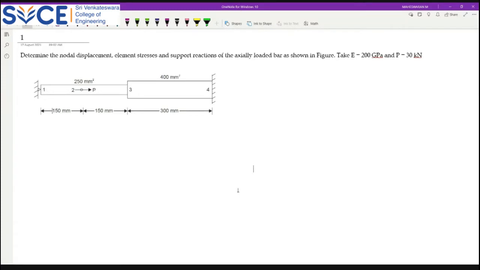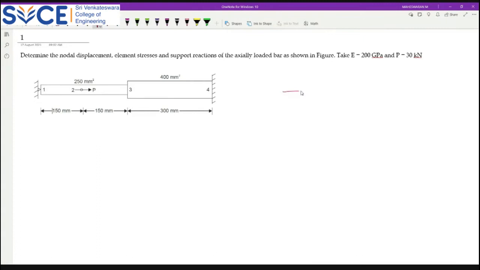You can convert it into three elements. Okay. Because you have a force here, because of this force, you have to split it, so this one is a single element, and this is another element. There is a difference in cross-section area, so another element. So one, two, three. Okay, so let me proceed. We have three elements here.